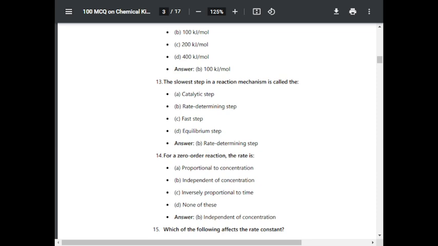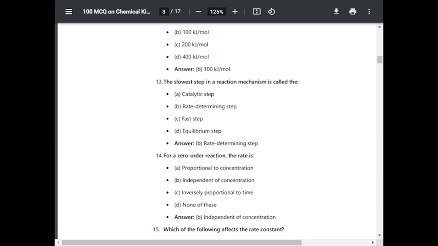Question number 13. The slowest step in a reaction mechanism is called: option A, catalytic step; option B, rate determining step; option C, fast step; option D, equilibrium step. The correct answer is B, rate determining step. The slowest step in a reaction mechanism is called the rate determining step. Hence option B is correct.